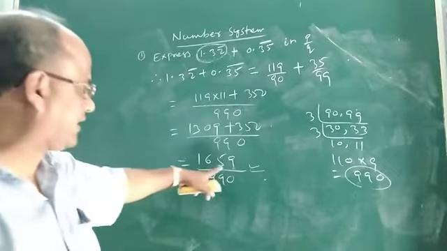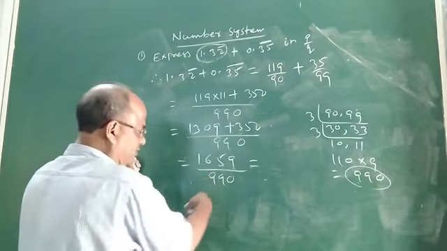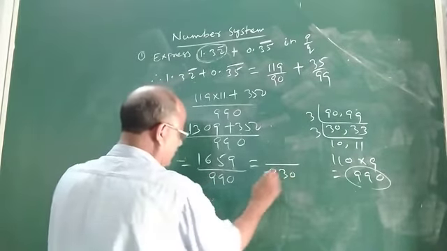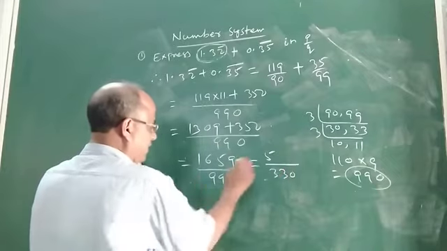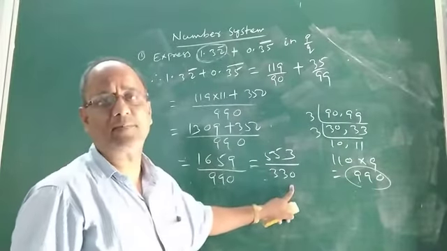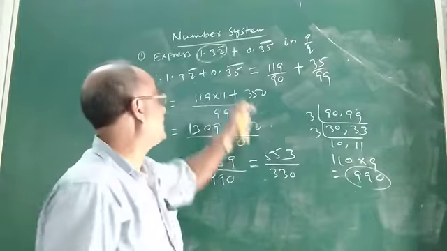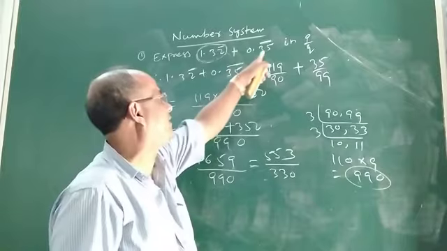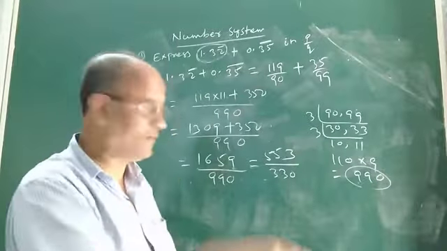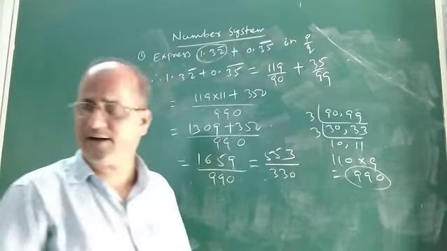1659 divided by 990, you can do the cancellation. It is also reducible. You can reduce it into lowest terms. If you cancel it by 3, 3 3 0, 3 5 is 15, you see 553. This will be the required P by Q form of this expression. That means when 1.32 bar plus 0.35 bar is expressed in P by Q form or rational form, the answer will be 553 by 330.